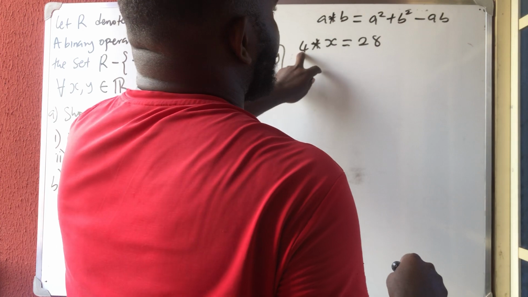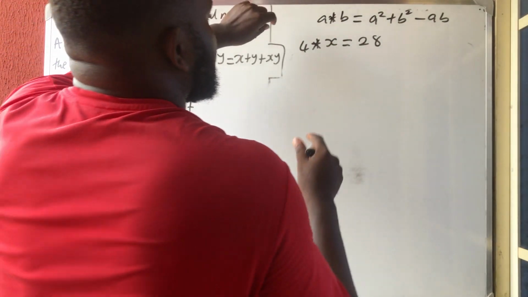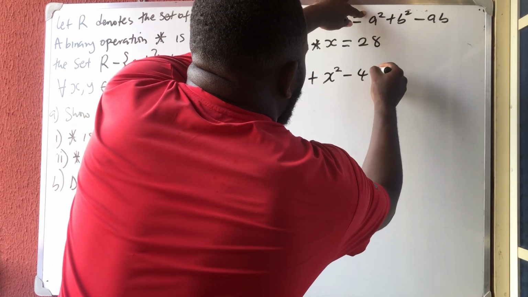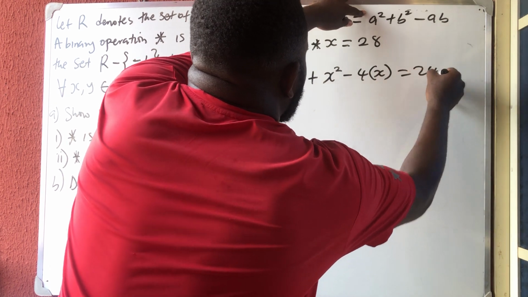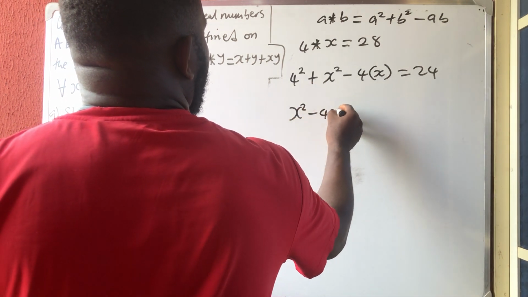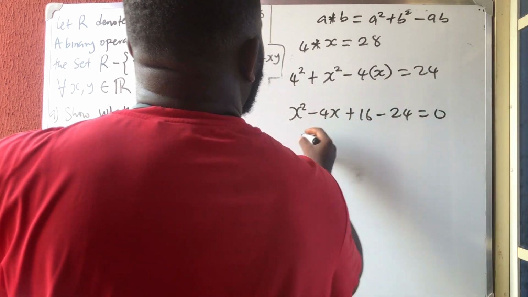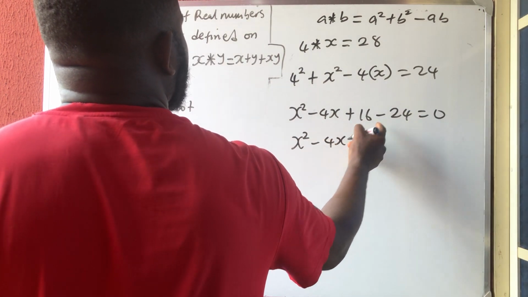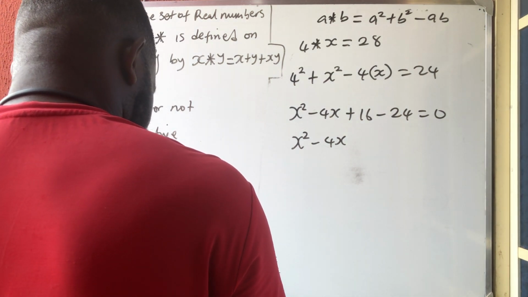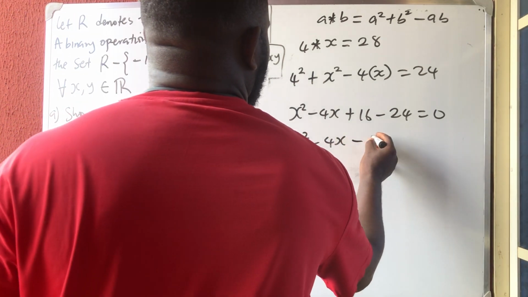First of all, let's get 4 star X, which means anywhere I see A, I'll put 4. Anywhere I see B, I'll put X. So I'm having 4 squared plus X squared minus 4X is equal to 24. So what do we have now? I'm having X squared minus 4X plus 16, this one coming here, minus 24 is equal to 0. So I'm having X squared minus 4X, 16 minus 24, so I'm having 8. So minus 8 is equal to 0.